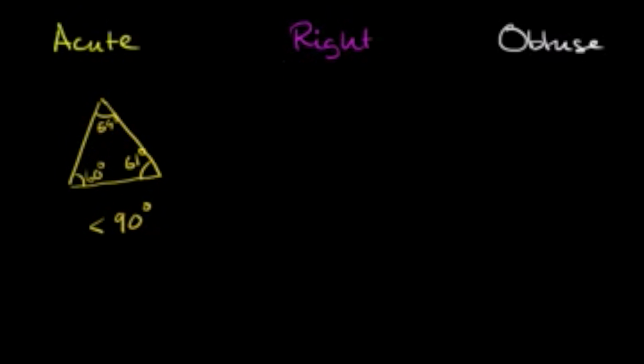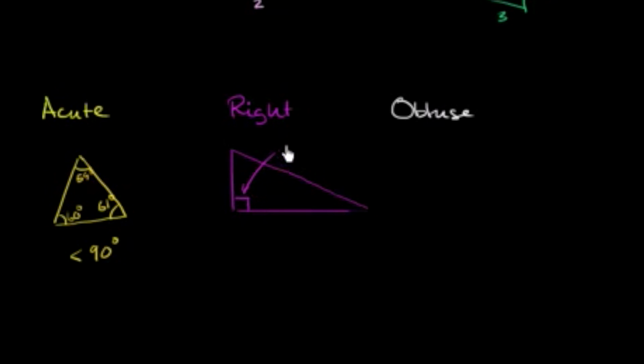A right triangle is a triangle that has one angle that is exactly 90 degrees. And that tells you that this angle right over here is 90 degrees. And because this triangle has a 90-degree angle, and it can only have one 90-degree angle, this is a right triangle. So that is equal to 90 degrees.